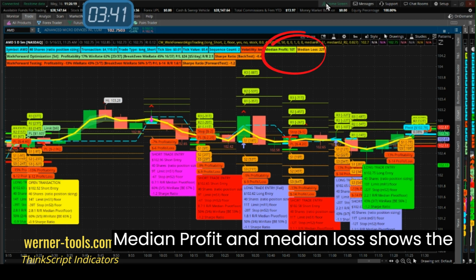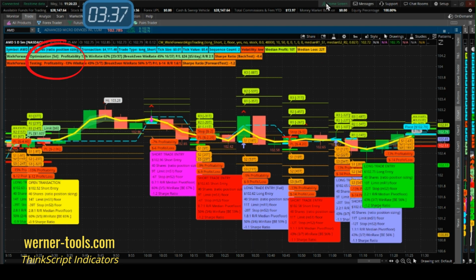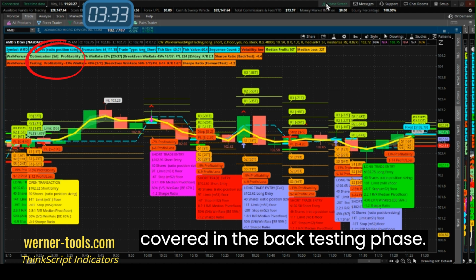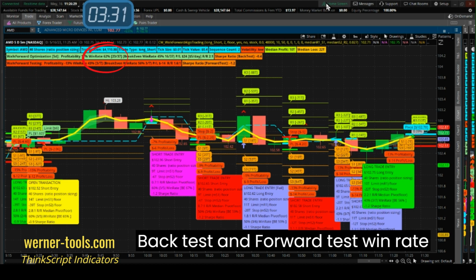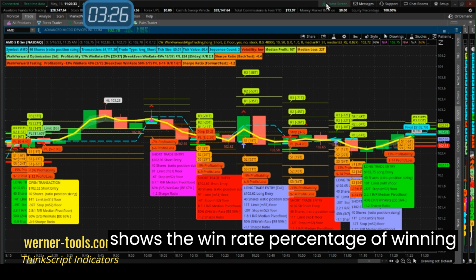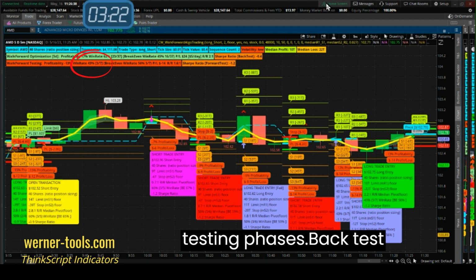Median profit and median loss shows the median profit and loss. Backtest days indicates the number of days covered in the backtesting phase. Backtest and forward test win rate shows the win rate, the percentage of winning trades, during backtesting and forward testing phases.